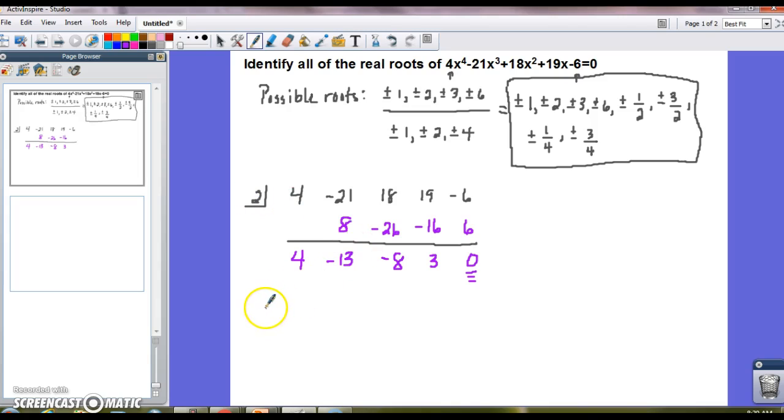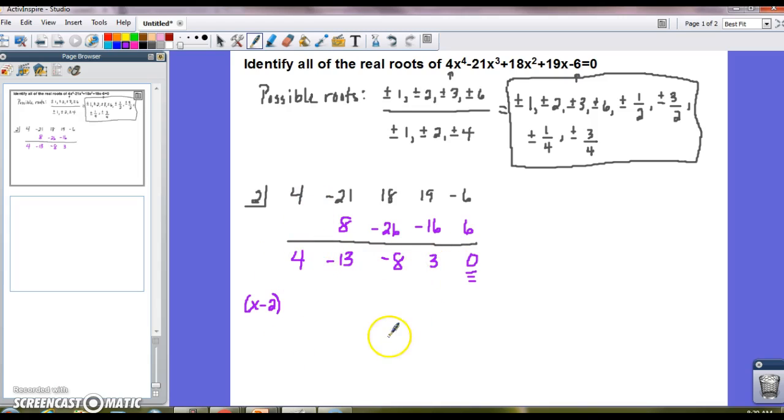Now, since 2 is a root, these are the coefficients of my new polynomial. Sometimes they call it a depressed polynomial. Not that it's sad, it's just because it's a modified version of the original one. If 2 is my root, that means x minus 2 is my factor. We talked about that yesterday.